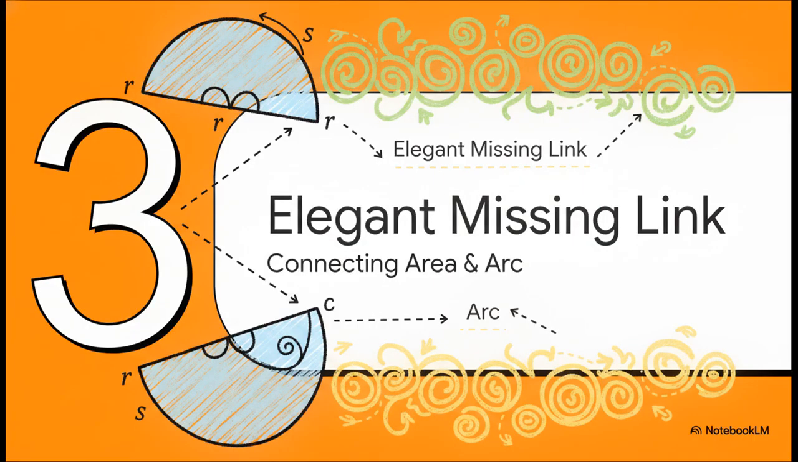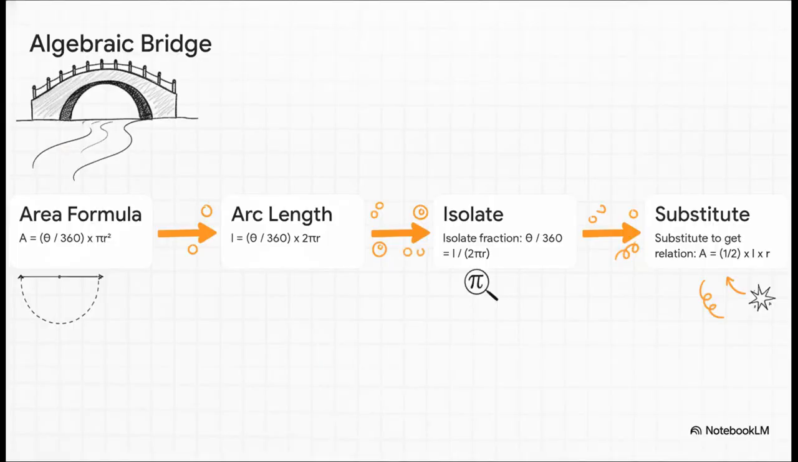Section 3, the elegant missing link. Now, what's really interesting about this slide is the neat little mathematical magic trick we're about to perform to connect our 2 formulas together. Let's carefully walk through this algebraic bridge step by step. In step 1, we have our area formula, and step 2, our arc length formula. Now, pay close attention to step 3.